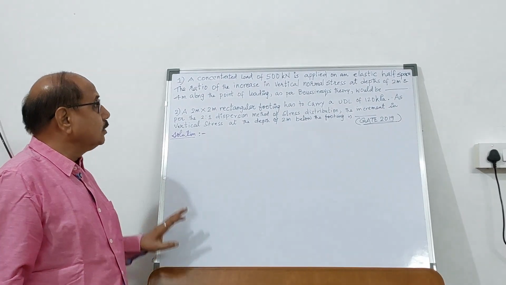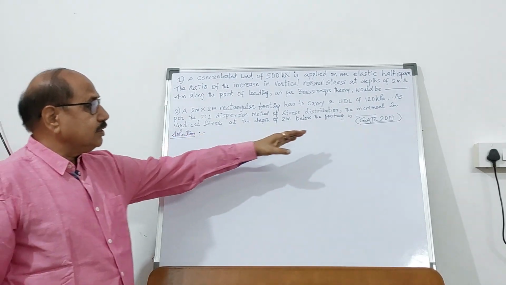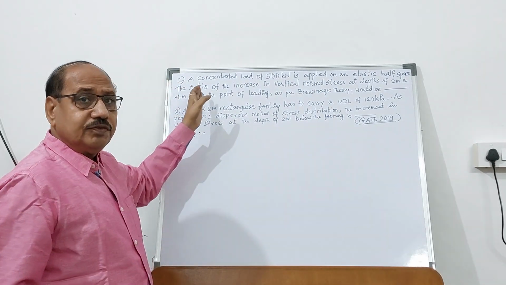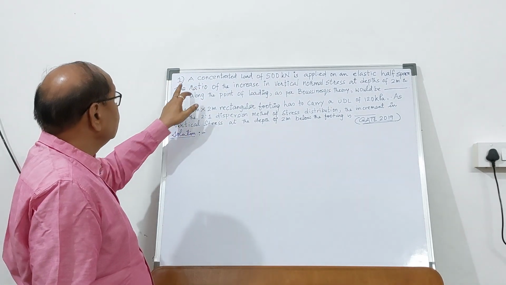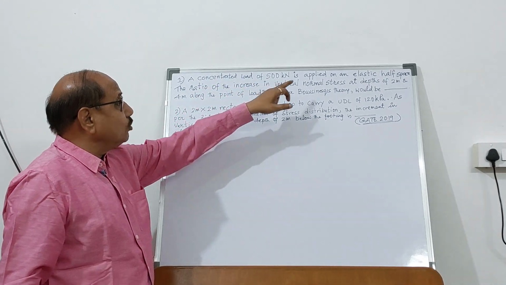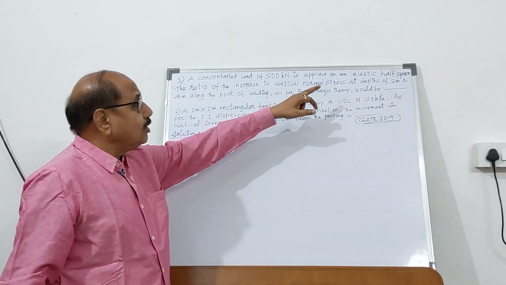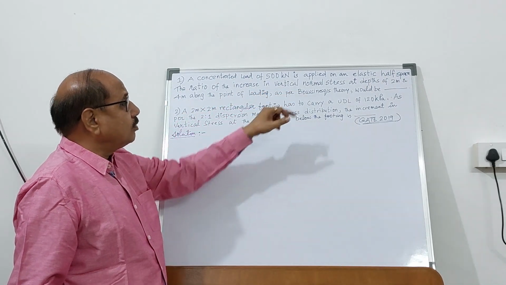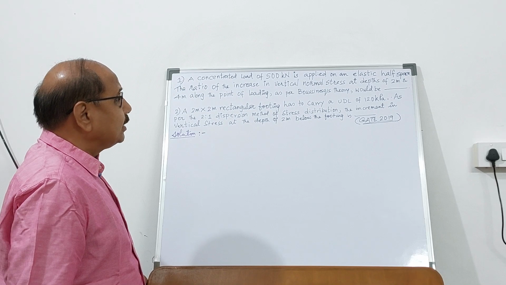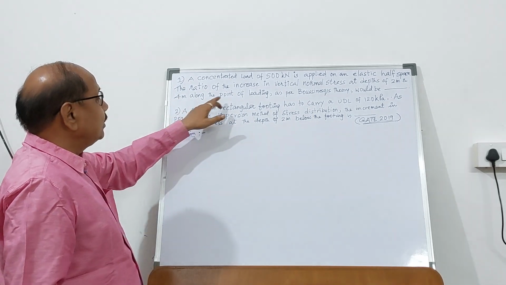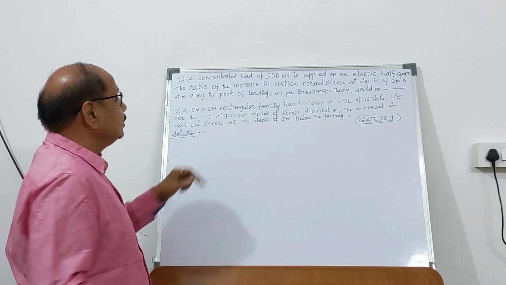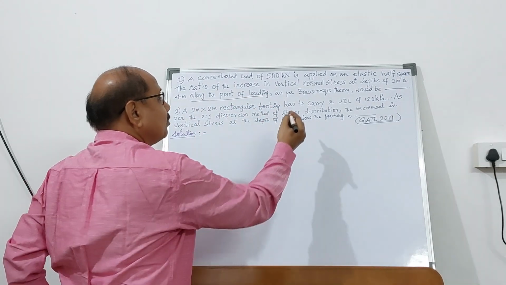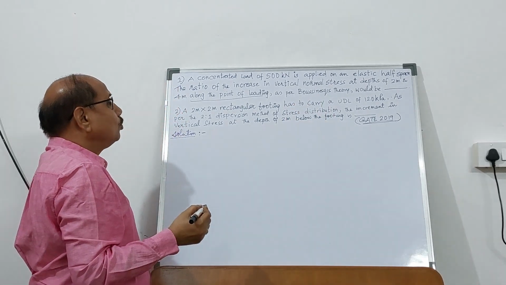Hello friends, these are the two problems which were asked in GATE 2019. So the first problem, we will see the solution. A concentrated load of 500 kilonewton is applied on an elastic half space. The ratio of the increase in vertical normal stress at depths of 2 meter and 4 meter along the point of loading. This is important, along the point of loading as per Boussinesq theory would be.